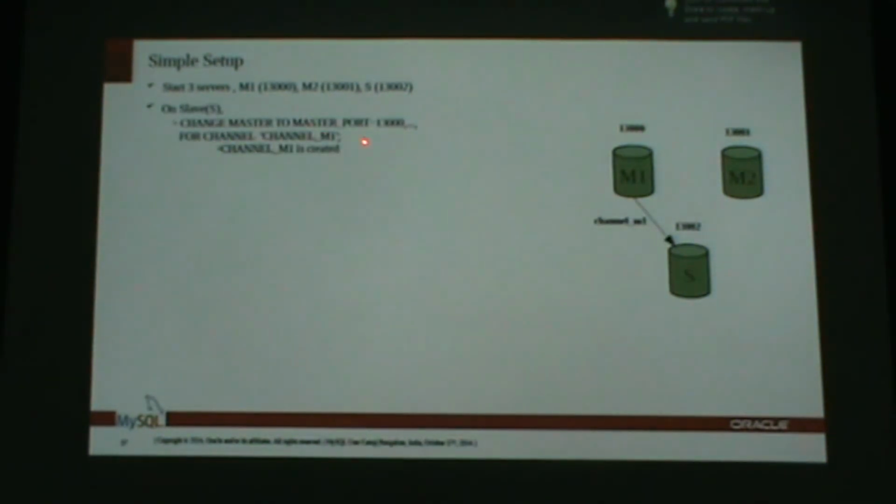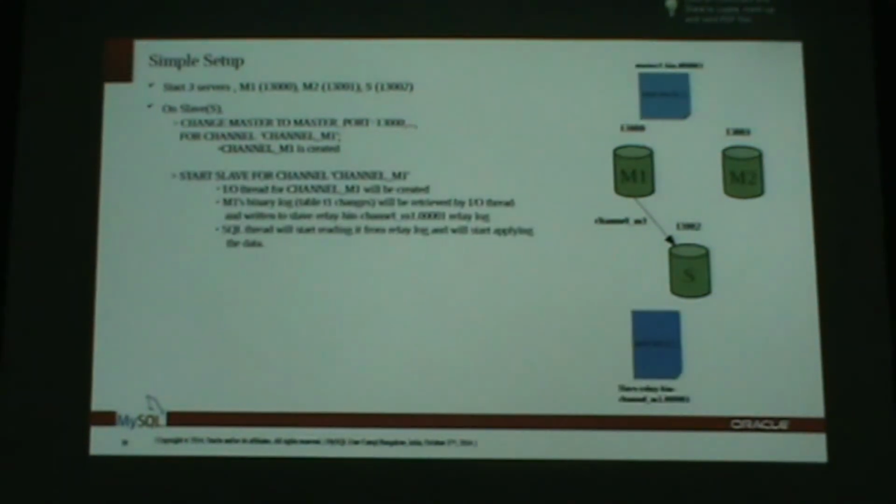On the slave you execute CHANGE MASTER with port 13000, and there are many other things you can specify. The new option which we added is FOR CHANNEL, and then you name it. You can name it anything, channel underscore name, anything. And then a channel is created between the master and the slave.